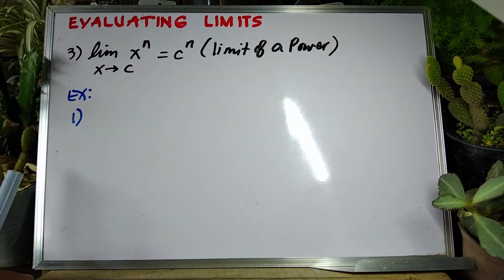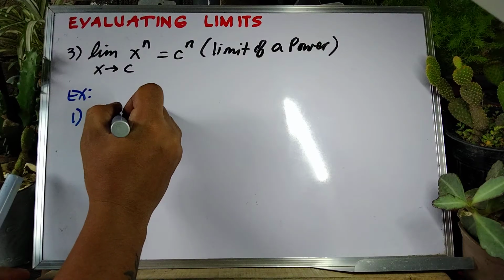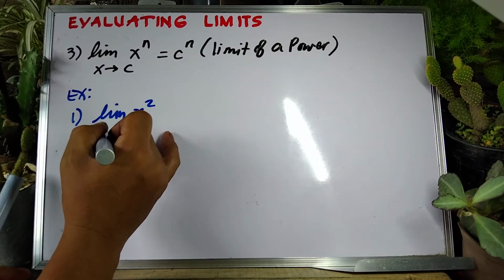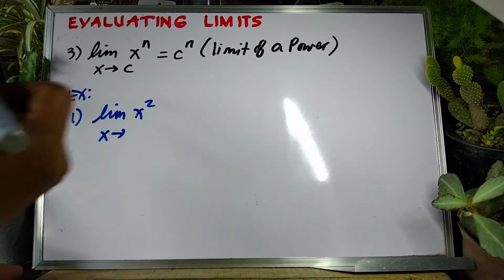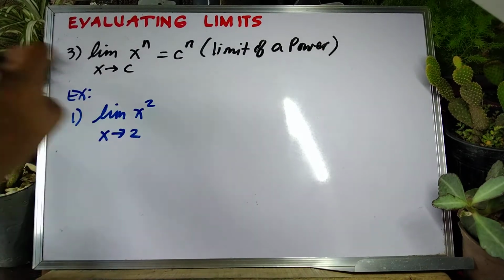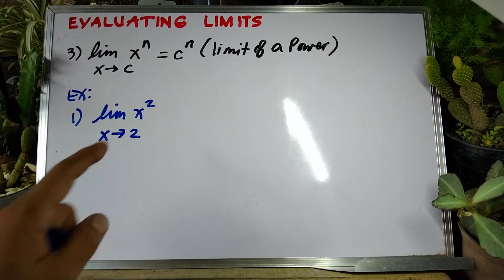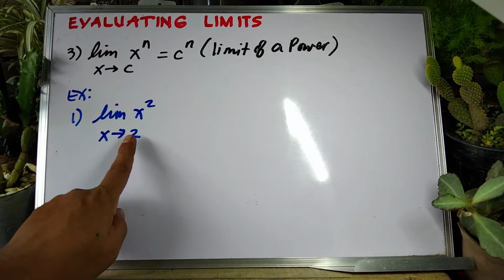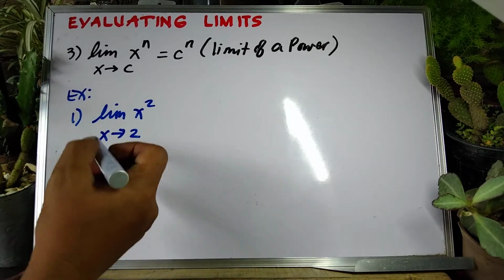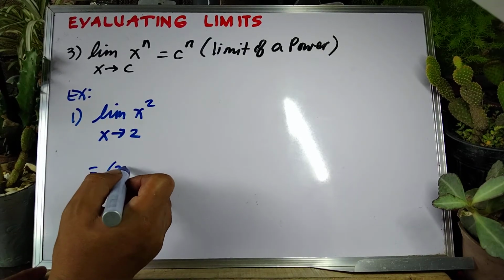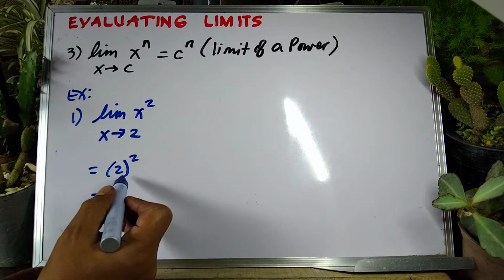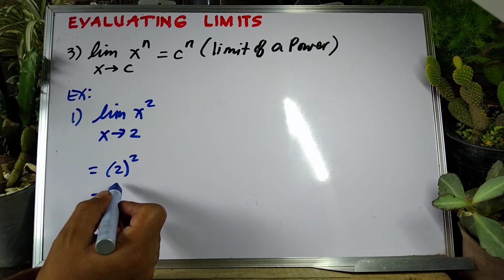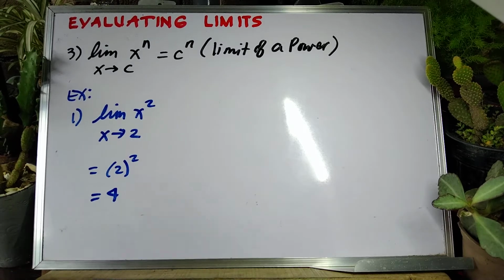We need to evaluate the limit of x squared as x approaches 2. Okay. The limit of x squared as x approaches 2. So, how do we evaluate this one? Simply substitute the value of x, which is approaches 2, here. So, what will happen? This becomes 2 to the power of 2. And what is 2 to the power of 2? That is 2 times 2, you have 4. Okay? Simple as that.